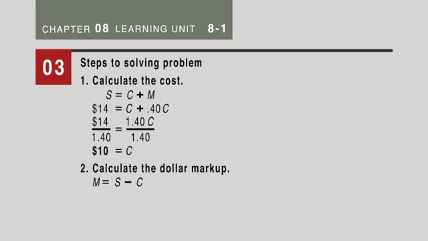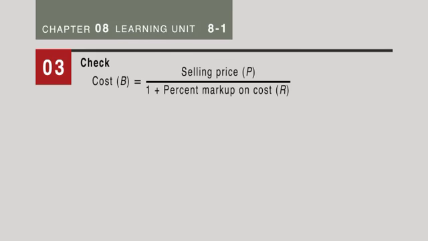We can calculate the dollar markup because the markup equals the selling price minus cost. So selling price of $14 minus $10 of cost equals a markup of $4. We can check this by taking the selling price of $14, and dividing that by 1 plus the percent markup on cost, which is 40% or 0.40. So 14 divided by 1.4 equals $10.